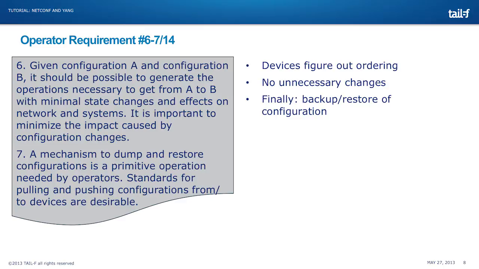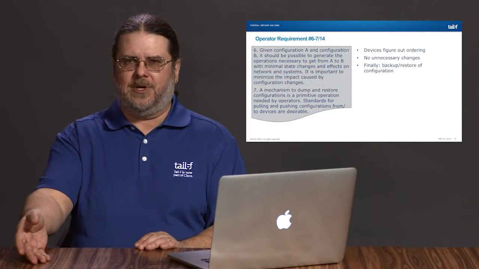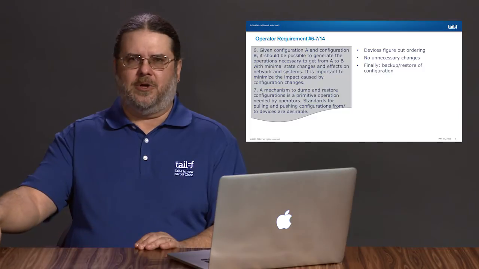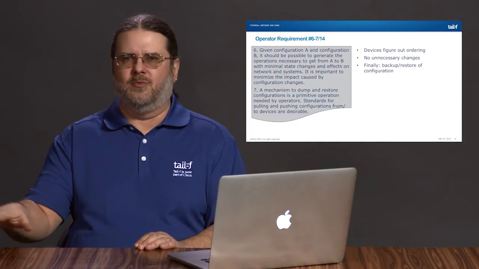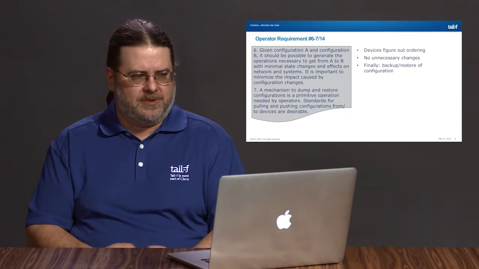Instead, let's have these smarter devices that know their own constraints figure it out for themselves. I just want to be able to transactionally tell them I want to go to here and let them worry about figuring out their own internal grouping and ordering issues that shouldn't be exposed to that central management station.